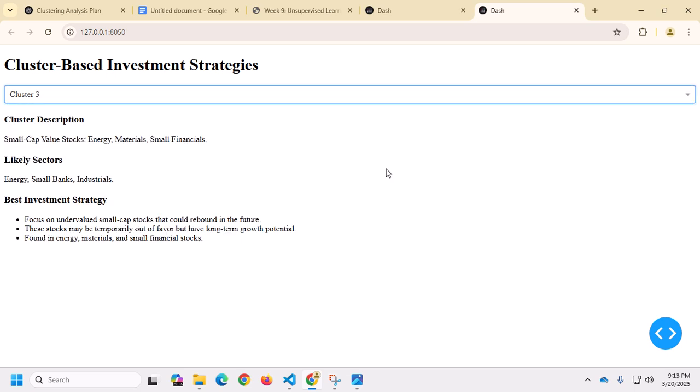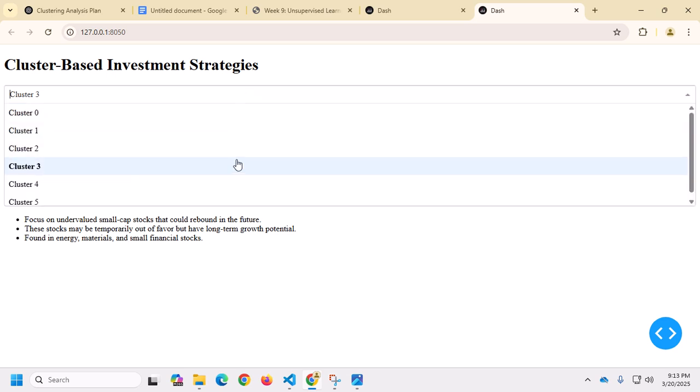Let's move on to cluster number three. Cluster number three includes small cap value stocks, which includes energy, materials, and small financials. The best investment strategy, as I have declared over here, is to focus on undervalued small cap stocks that could rebound in the future. These stocks may be temporarily out of favor, but have long term growth potential. And of course, as stated over here, they are found in energy, materials, and small financial stocks.